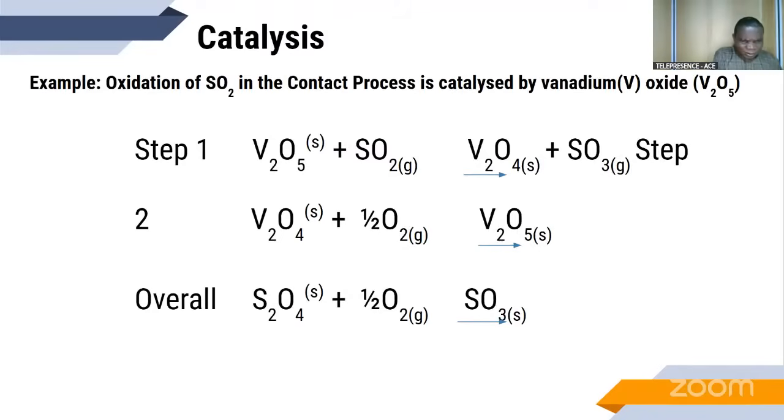In step 1, the vanadium pentoxide reacts with SO2 to give you V2O4 plus SO3. In the second step, you have the V2O4 plus oxygen to give you back V2O5, meaning that you must have your catalyst back at the end of the reaction. The overall reaction, because you have this catalyst, is SO2 plus oxygen to give you SO3.